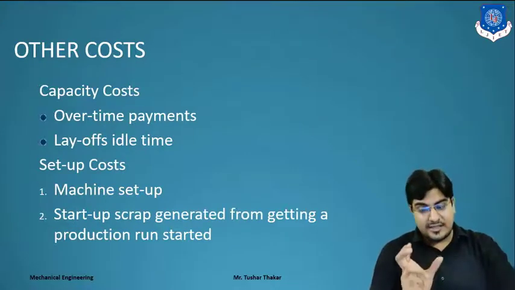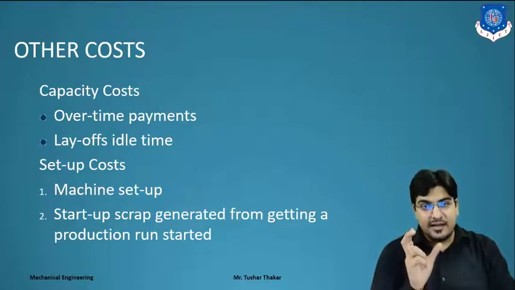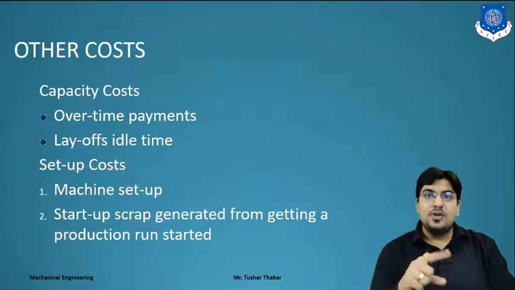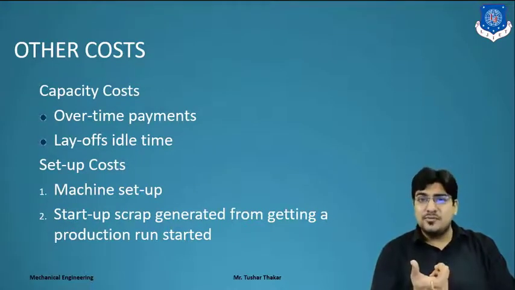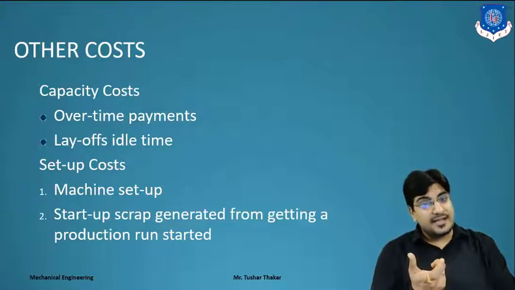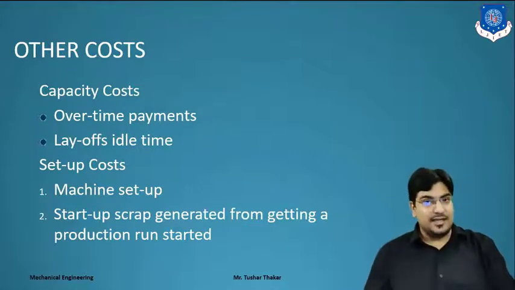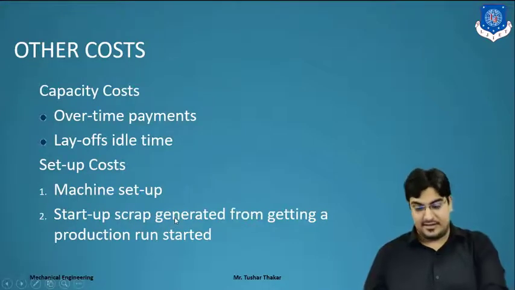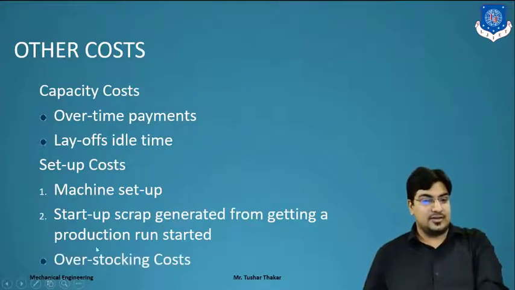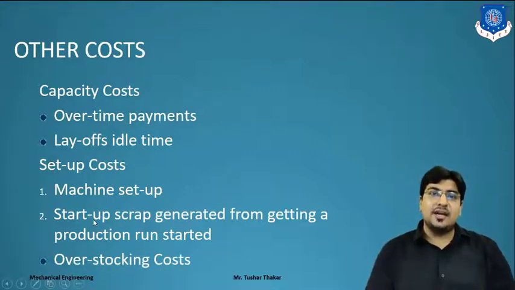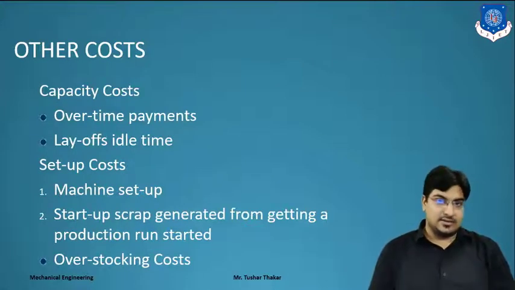So for checking that function, that perfect working, you have to use some scrap. You have to use some job which is known as scrap, right? For that particular testing we have to invest money, and that is known as startup scrap generated for getting a production started. Clear? That is another cost. Then there is overstocking cost. It means you already have items, and you don't realize you already have them, so you order again. That is another cost.